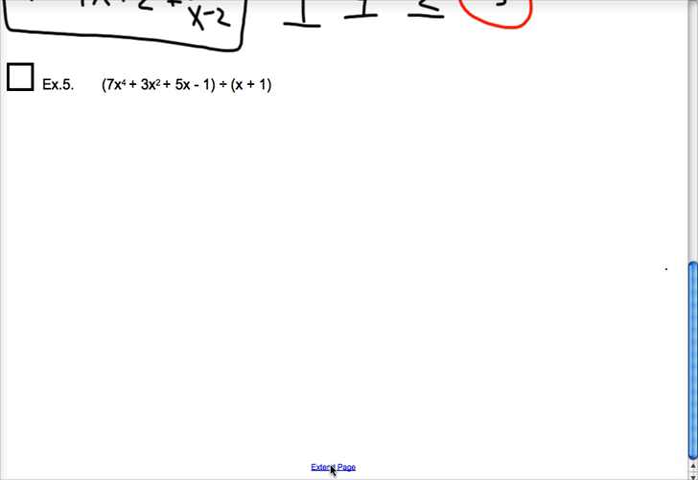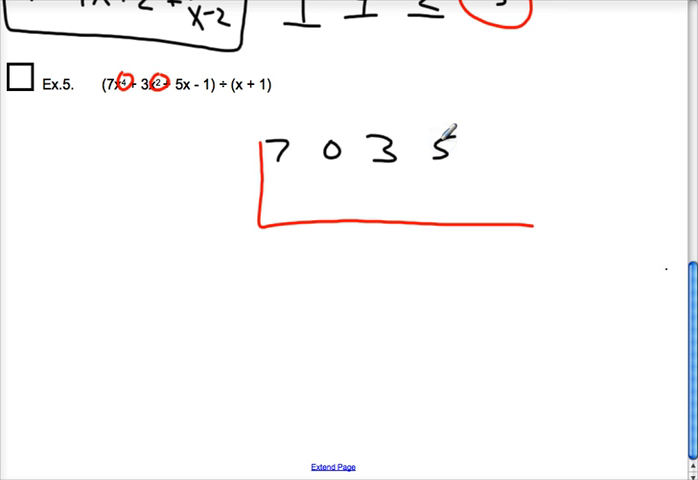Okay, one more. This one's a little bit different because you skip from 4 to 2. So when you punch these in here, you don't go 7, 3. You go 7, 0, 3. Because you have 7x to the fourth. Then you don't have any x cubes. You have 3x squareds. You have 5x's. And then there's a -1. What makes this equal 0?